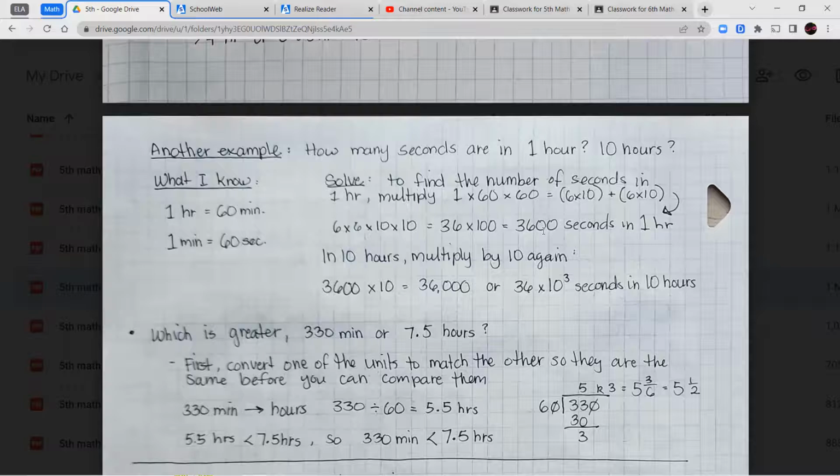So 33 divided by 6 is 5 with a remainder of 3 out of 6, or 5.5. So 5.5 hours, I can now compare to 7.5 hours. So 330 minutes, which is the 5.5 hours, is less than 7.5 hours.